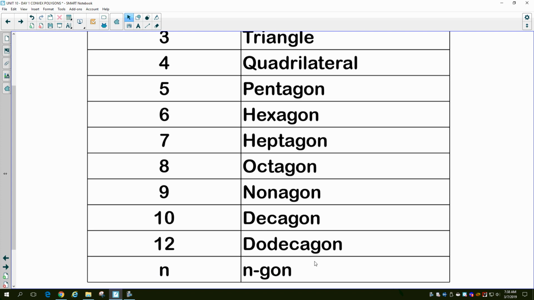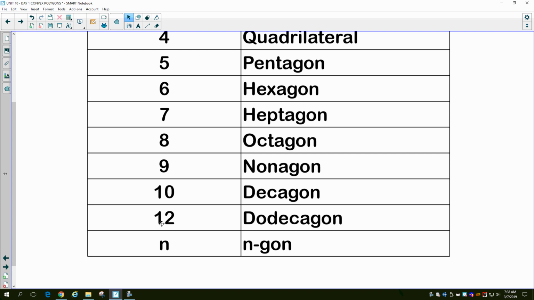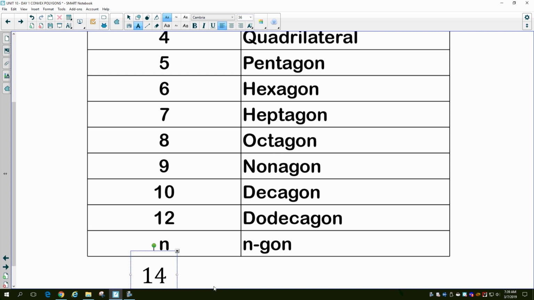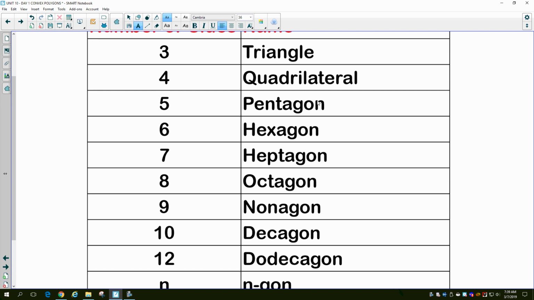Once we get past 12 sides, we don't have specific names for them. So n represents the number of sides in a polygon. So any polygon that has more than 12 sides, we just plug that number in and put gon at the end. So let's say I have a polygon with 14 sides. We would call that polygon a 14-gon. And so if I see something about a 14-gon, we're just talking about a polygon that has 14 sides. So make sure you know these names because you're going to have to.